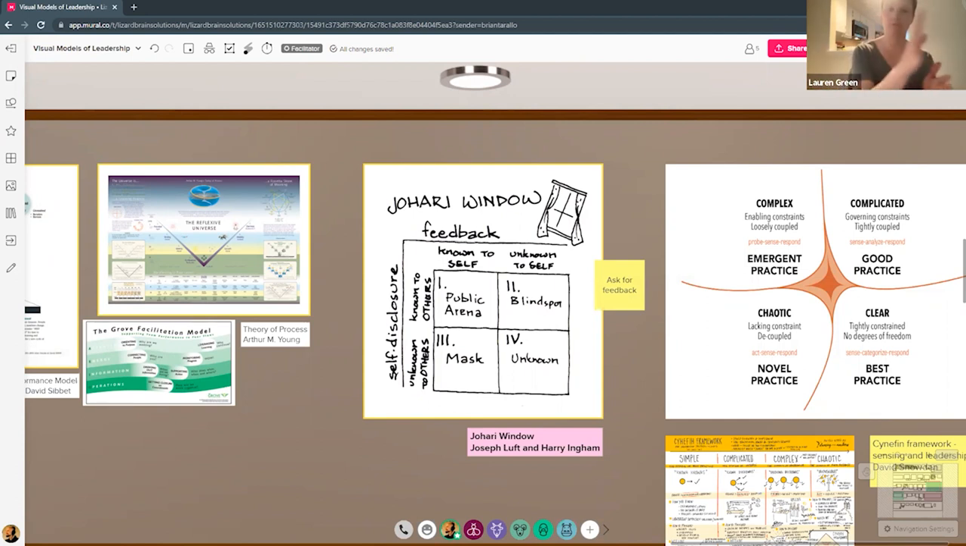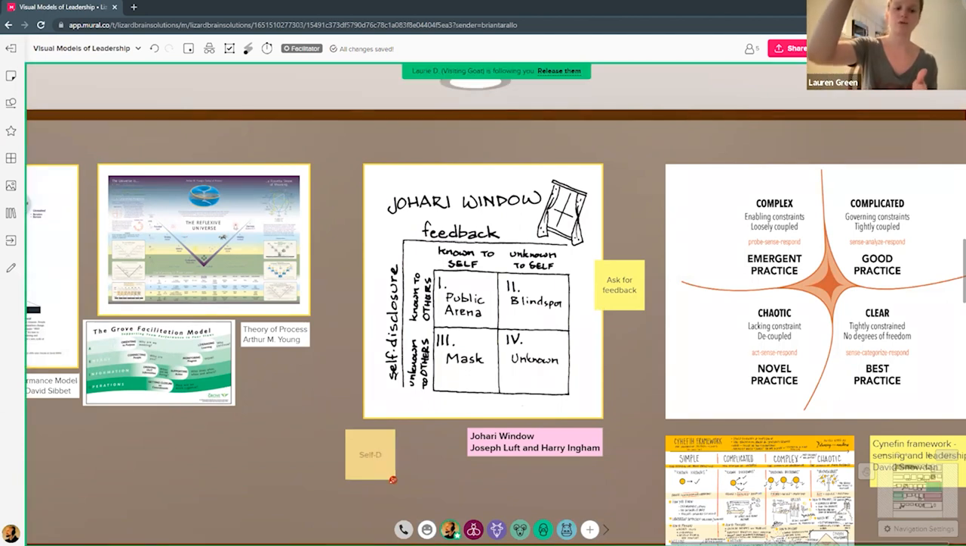So that's how you move. You move it over into the blind spot by asking for feedback. And then how do you move the public arena and reduce the mask? That's of course self-disclosure. So the purpose of it is, how do you make the public bigger? You do that through asking for feedback and then also through self-disclosure. So those are the two other important things.